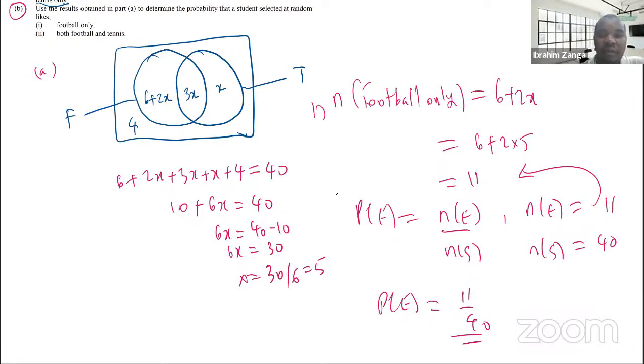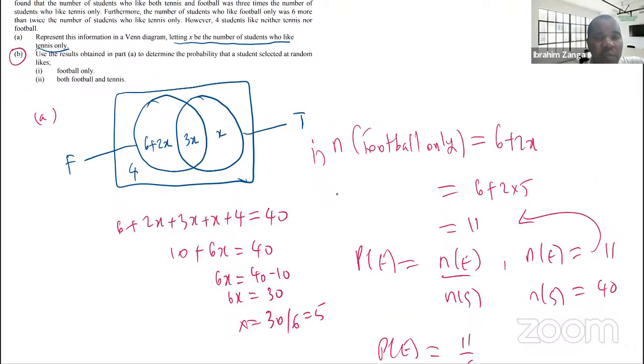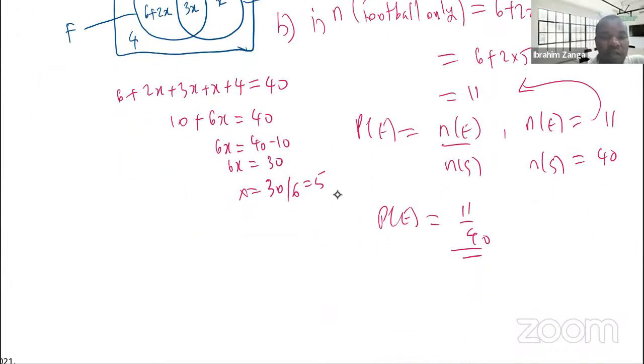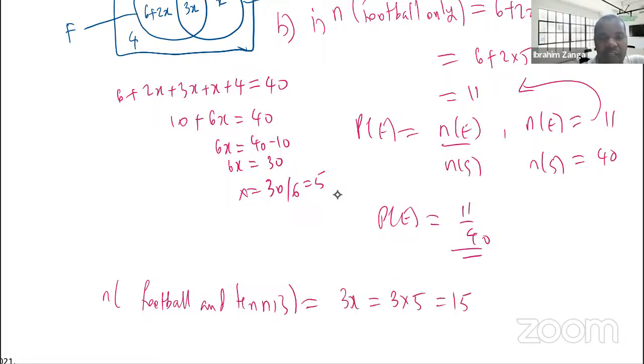So that is Roman 1. Going to B Roman 2, both football and tennis, 3X. So number of those students who like football and tennis, it is 3X, which is 3 times 5, you get 15.